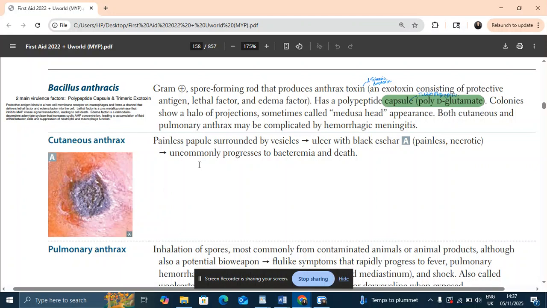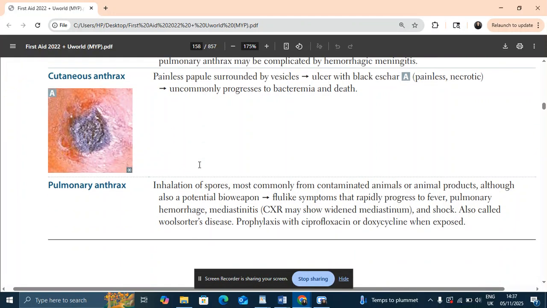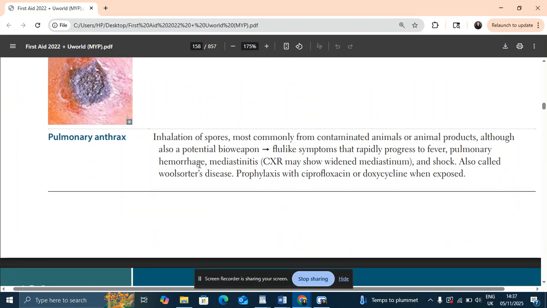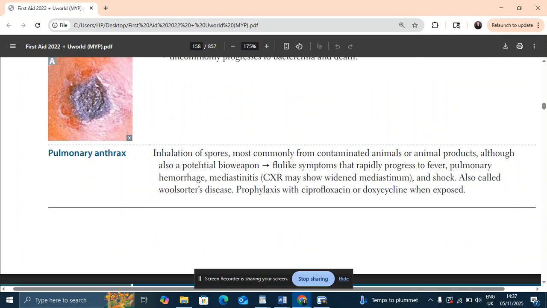This is a very important image. Remember, it's a painless lesion. Now let's talk about pulmonary anthrax, which is also called Woolsorter's disease. Again, a high yield point. How does it happen? Easy: inhalation of spores, most commonly from contaminated animals or animal products, and it is also a potential bioweapon.